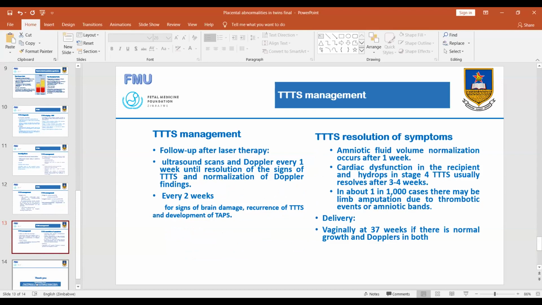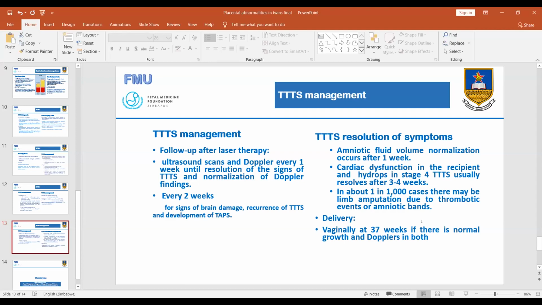So post-endoscopic laser, the pregnancy needs to be followed up, of course, using ultrasound scan every week until the symptoms and signs have resolved and the Dopplers have normalized. And thereafter, we follow the pregnancy every 2 weeks. And of course, it's also good to assess for brain damage. In the follow-up, it's important to assess for recurrence of twin-to-twin transfusion syndrome and development of TAPS.